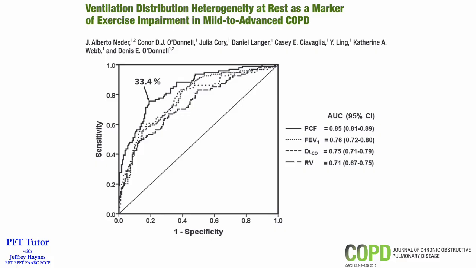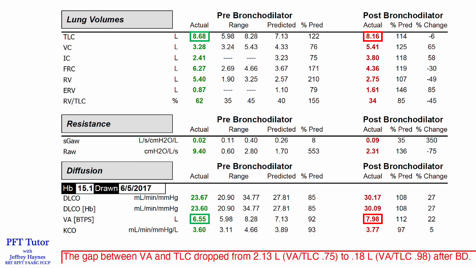This is a receiver operator characteristics curve. So this is used to judge the accuracy of a test to predict an outcome. Basically what you want to see is the higher the line here and the more area under the curve, the better. And this line here is the PCF of 33.4%, and that was better at predicting exercise intolerance than FEV1, DLCO, or residual volume. And I have seen this improve with bronchodilator.